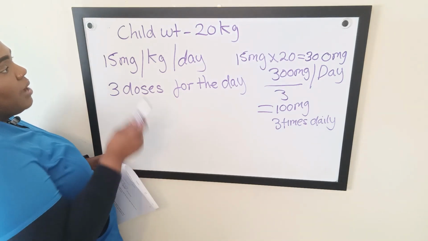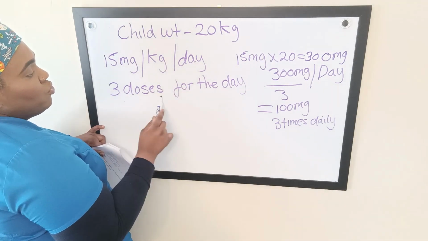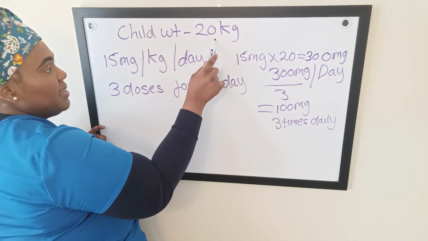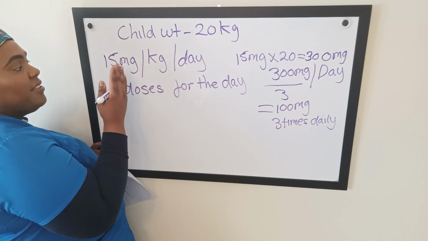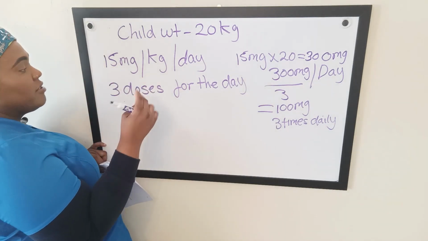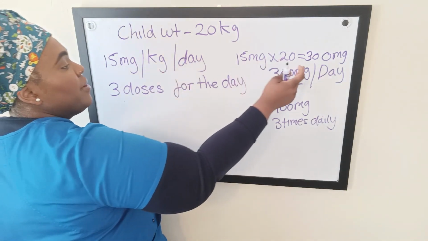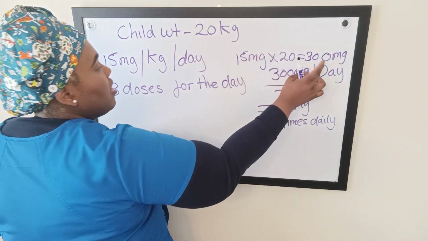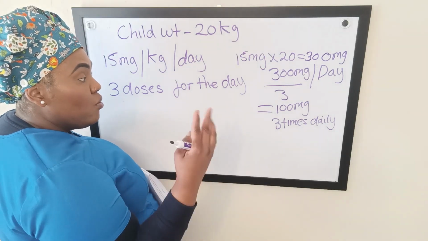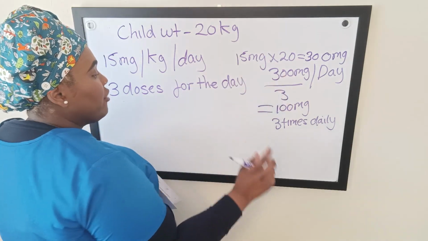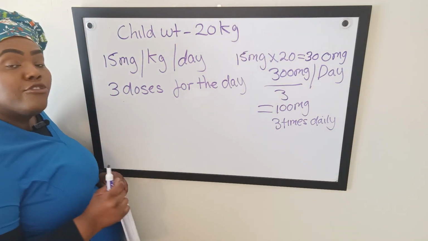All right? So again, the order is 15 milligrams per kg per day by 3 doses for the day. The child's weight is 20 kgs. We solve the front part of the equation first: how many milligrams do we have to give this patient in one day? 15 milligrams multiplied by the number of kgs this child weighs brings us to 300 milligrams in one day. We need to find out how much for 3 doses, so we divide the amount for the day by 3: 300 milligrams divided by 3 makes 100 milligrams 3 times daily.